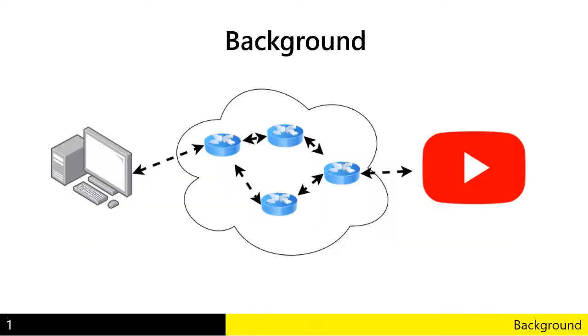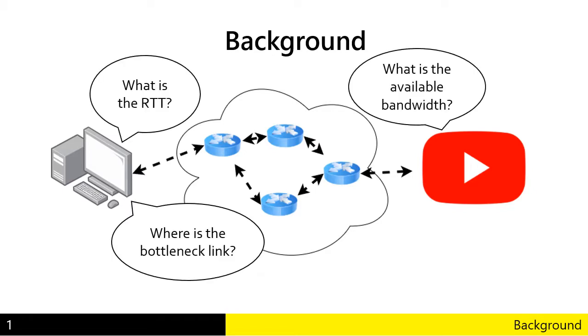Being a part of the networking research community, we are very familiar with these questions. Answering these questions may help us make better decisions about the network. For instance, answering what the available bandwidth is may help a sender utilize the network better. Answering where the bottleneck links lie may help us identify where the root cause of congestion is. In this talk, I'll primarily be focusing on these kinds of questions.